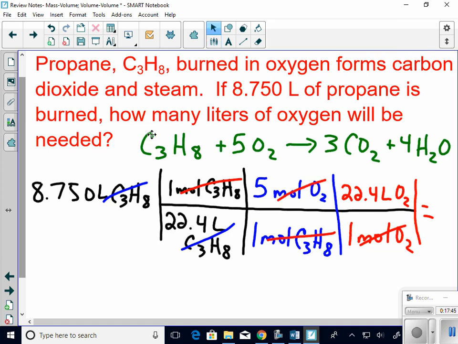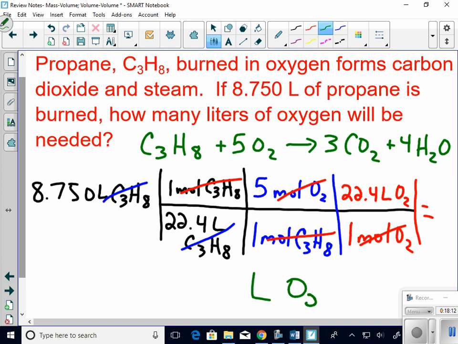So in looking at this once again, and you're going to see this, folks, when I'm going volume to volume, I should have 22.4 somewhere in the numerator and somewhere in the denominator, right? If I'm doing volume to volume and I've set it up right. So my final answer is going to be in liters of oxygen. That 22.4, that 22.4, I don't need to do.